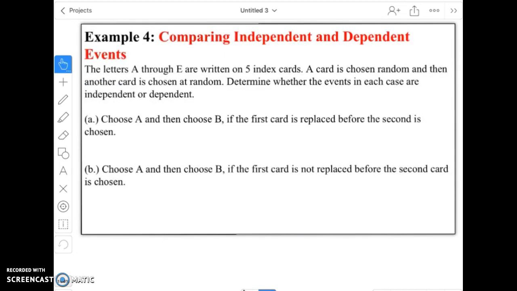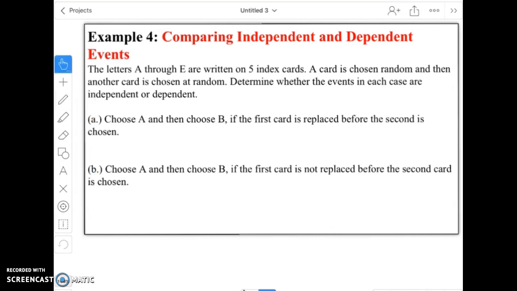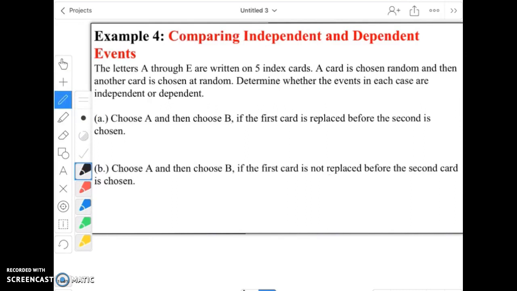So let's say we have letters A through E written on 5 index cards. A card is chosen at random, then another card is chosen, to determine whether the events in each case are independent or dependent. So we have choose A and then choose B. If the first card is replaced before the second is chosen, that part is crucial, because if something is replaced, that means that everything goes back into the deck. That would make this independent because we have just as many opportunities as we had from the first.